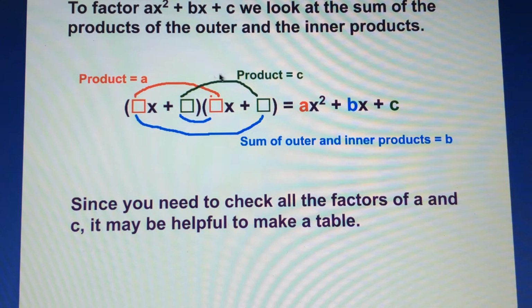I'm using colors so that you can see the first term inside the two binomials is a. The second term in the binomials multiplied together is c, and the sum of the outer and the inner products gives you b. Since you need to check all the factors of a and c, it would be very helpful to make a table. This next table that I'm going to show you, however, is rather scary.